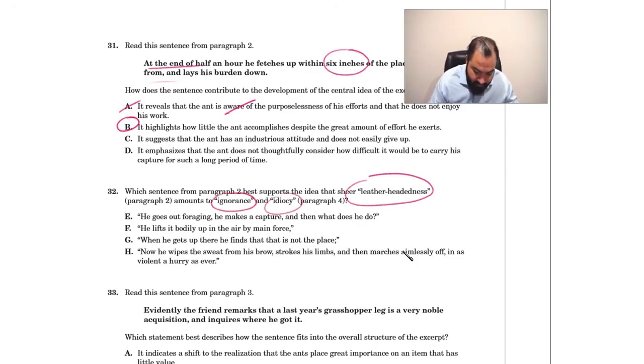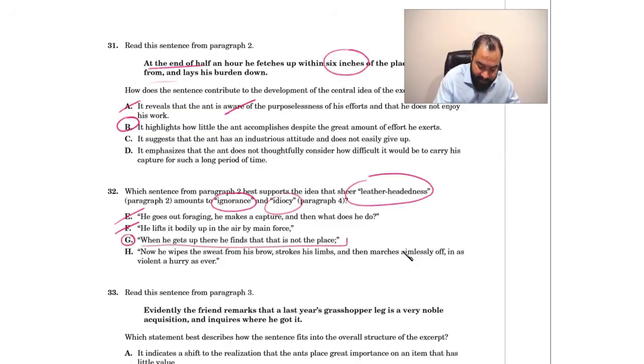So he goes out foraging, he makes a capture, then what does he do? Well, we still don't know up until this line that he was stupid. He lifts it bodily up in the air by main force. Still it doesn't say that he's stupid, he can lift it. When he gets up there, he finds that this is not the place. Okay, so this is stupidity.